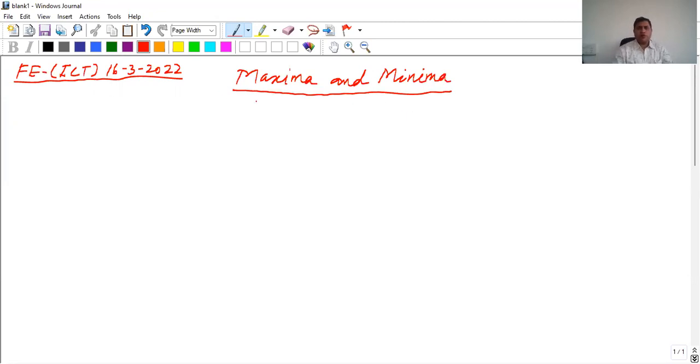When we have a function f of x, y, we first try to find the first order partial derivatives with respect to x and with respect to y. Once we get the derivatives, we equate them to zero. So we consider fx equal to zero and fy equal to zero, and then we find all possible pairs which satisfy these equations simultaneously.